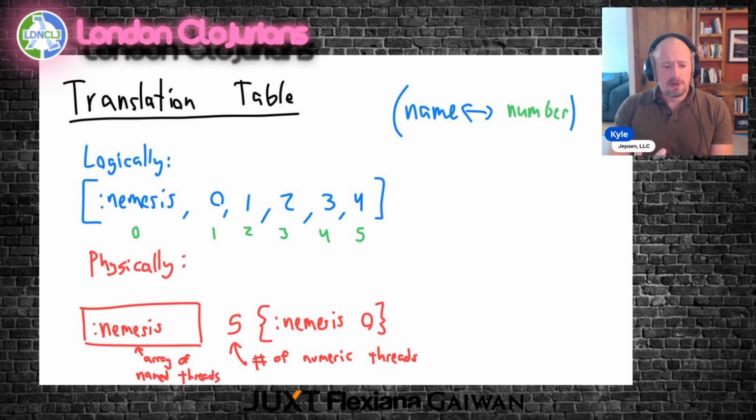Now, physically, we build this table with an array of named threads that lets us go from number to name, a map of names back to numbers so we can go the other way, and then we just have an offset for the number of numeric threads, and it's just a matter of a little bit of mathematics to add and subtract the offsets appropriately to turn numeric threads into their corresponding numbers. So this is quick. Most of this is constant or like log 32 n.